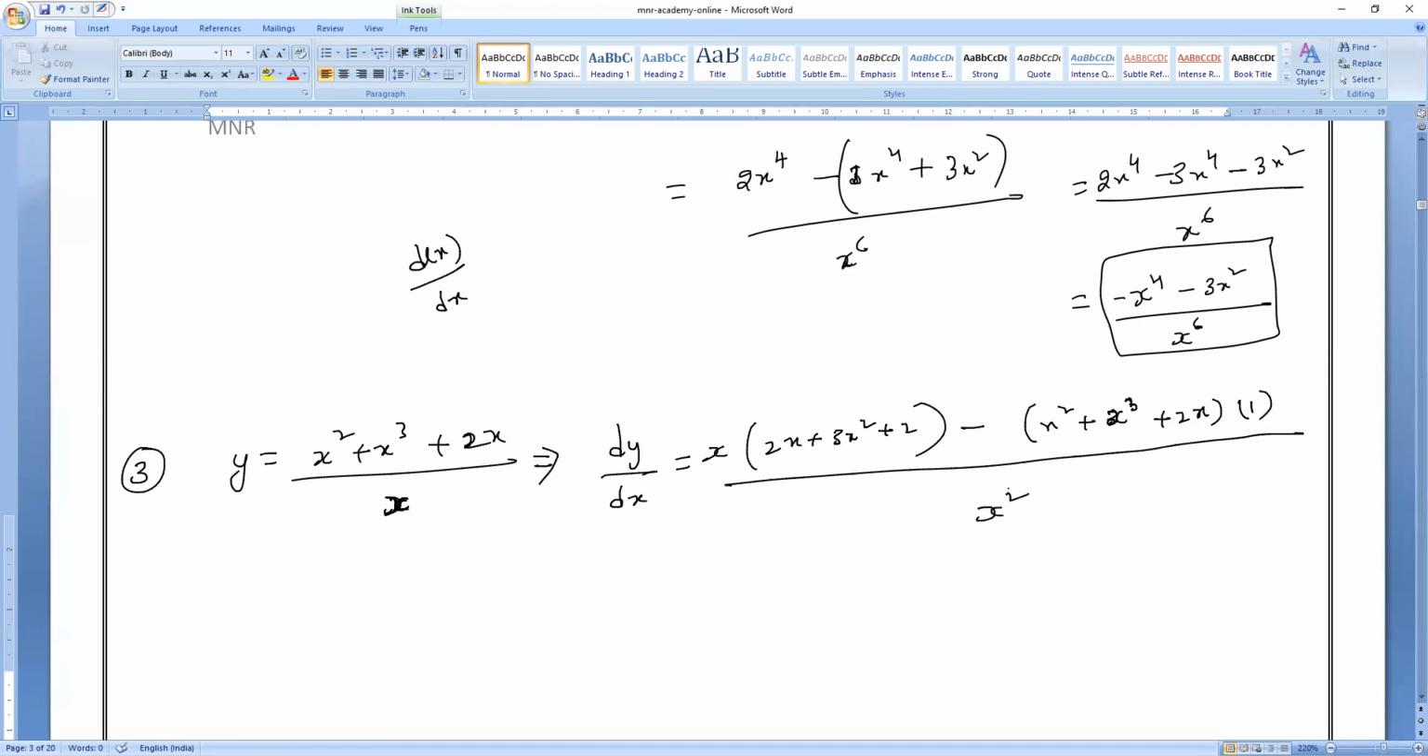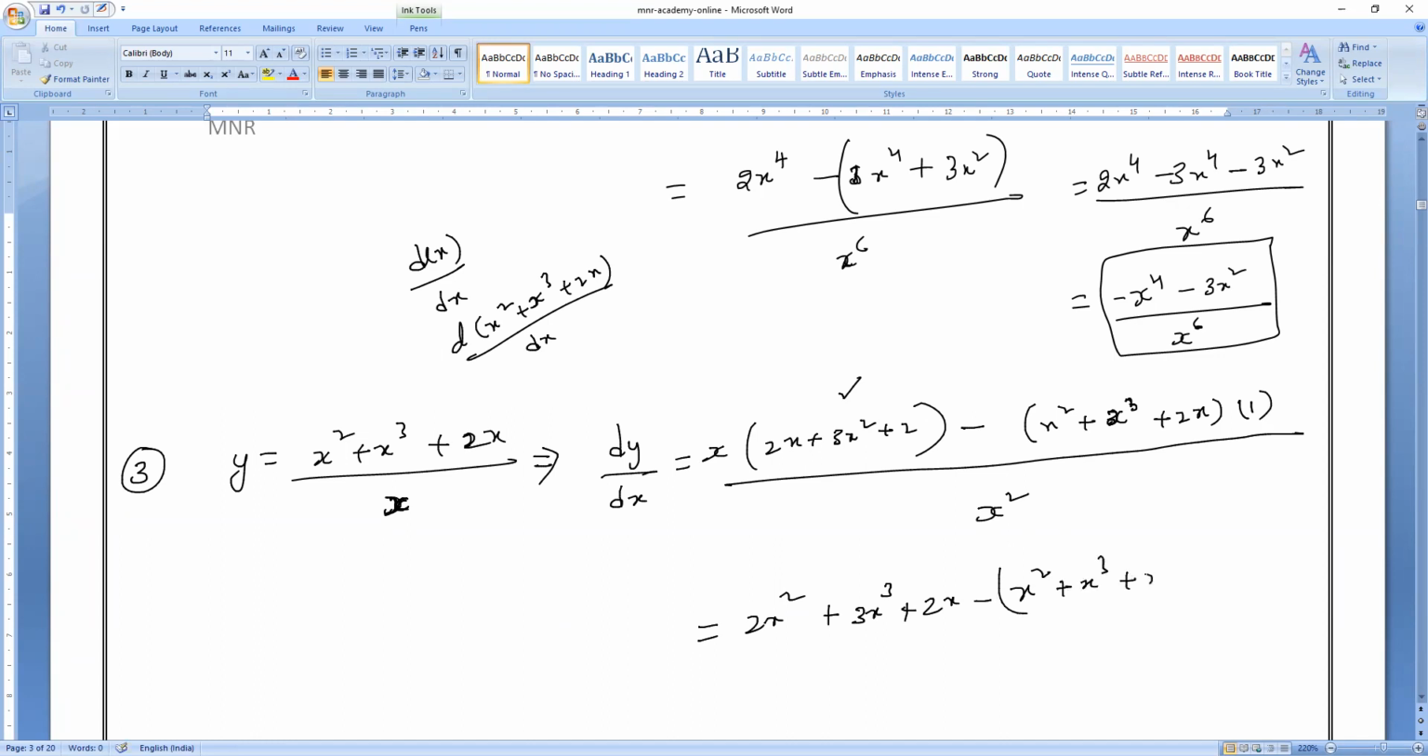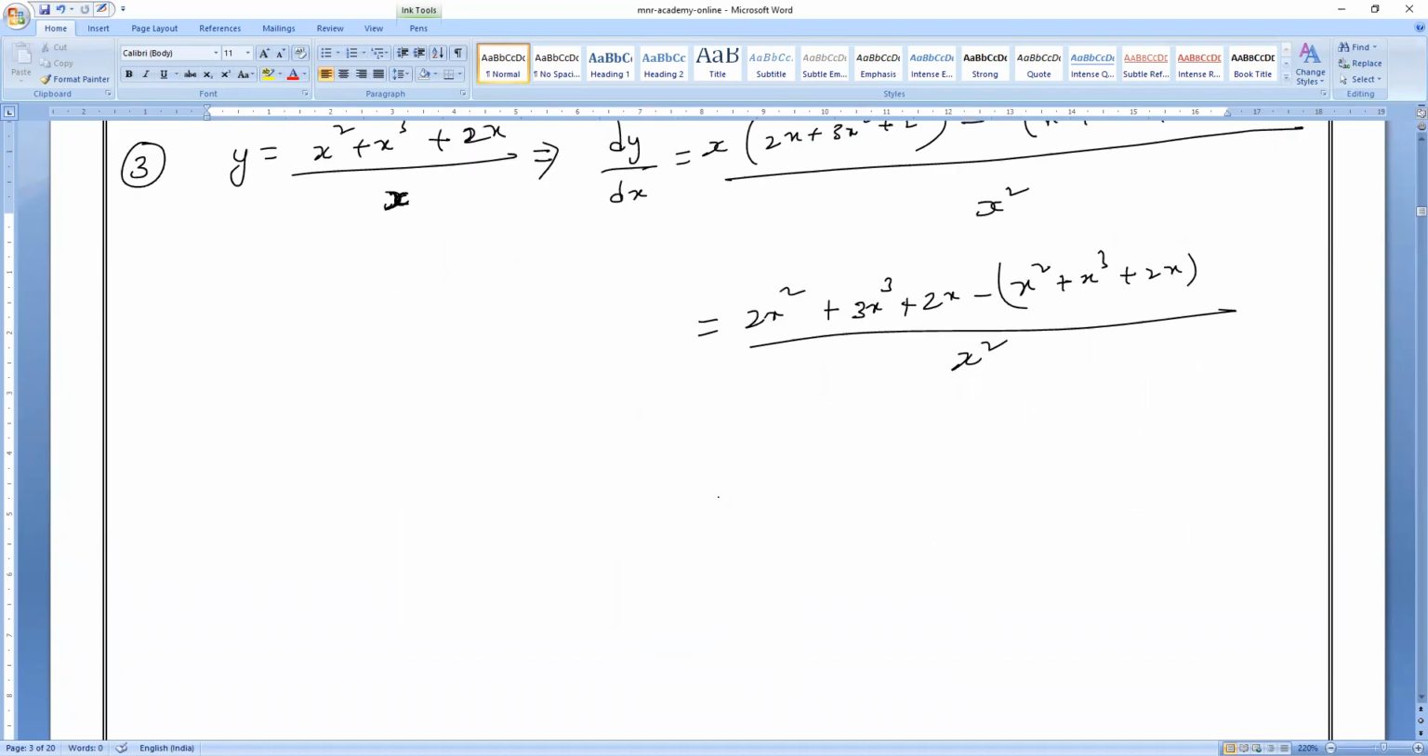Directly I am writing here. I am not writing the differentiation separately. If you want, you can write differentiation of x square plus x cube plus 2x divided by dx. If you solve this, you will get this only. Yes or no, guys? Yes, sir. x into 2x, 2x square, plus x into 3x square, 3x cube, plus 2x, minus this one, x square plus x cube plus 2x, divided by x square. Clear?